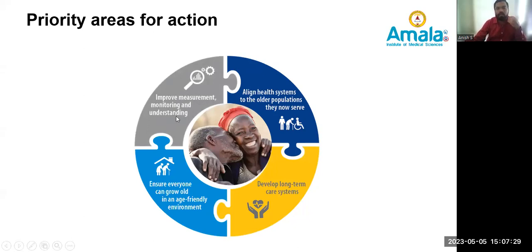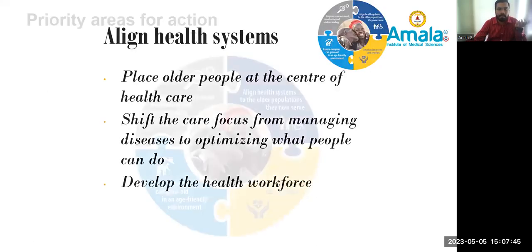A lot of time and a lot of resources have been spent on mother and child care, and as a result of that, the longevity and the life expectancy of the population has increased, and that has resulted in a higher population of older adults. So what does it mean to align health systems?